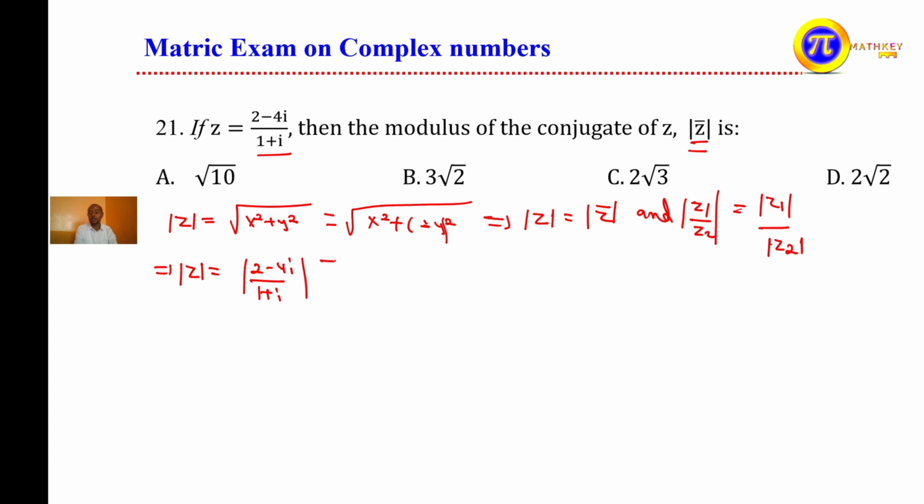This is equal to what? We have to take the modulus of the numerator and the denominator separately. This is the modulus of the numerator 2 minus 4i, divided by the modulus of its denominator, 1 plus i. The modulus of the numerator is the square root of 2 square plus negative 4 square, divided by the modulus of the denominator, the square root of 1 square plus 1 square.